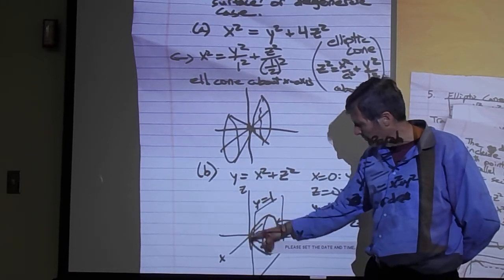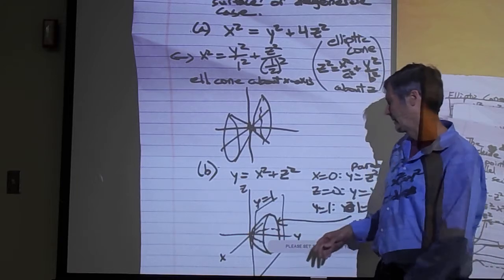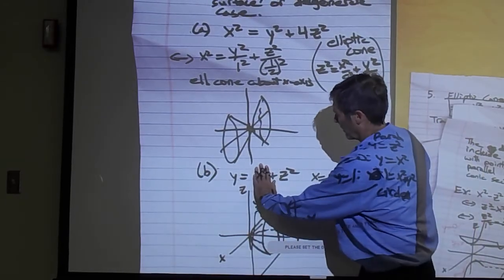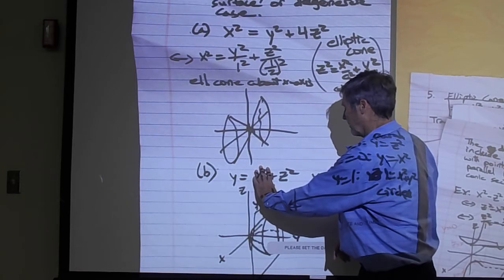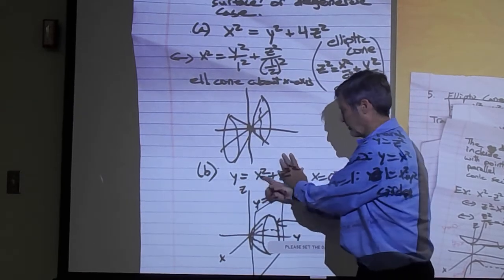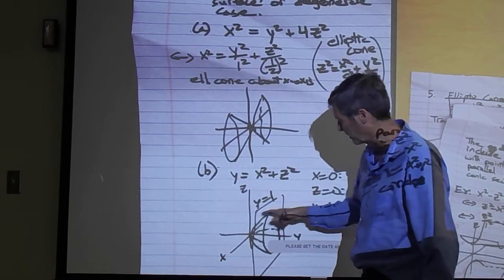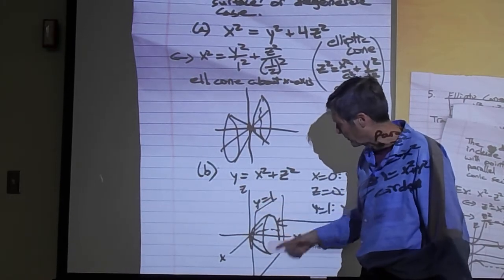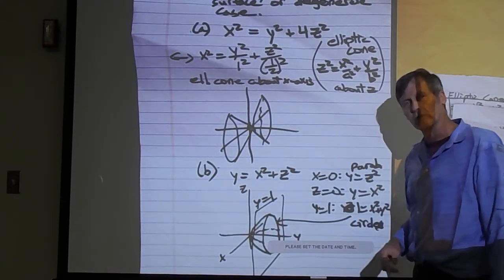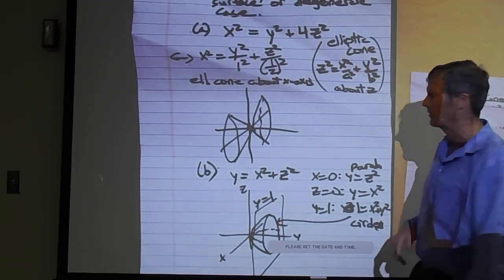And then I draw parabolas this way by putting, say, x equals 0. The cross section is y equals z squared, a parabola up in the yz plane. If I put z equals 0, I got y equals x squared, a parabola up in the other plane. So here's parabolic cross sections, and circular cross sections with the unit circle in the y equals 1 plane. That was fast, and they want to rewind that one.